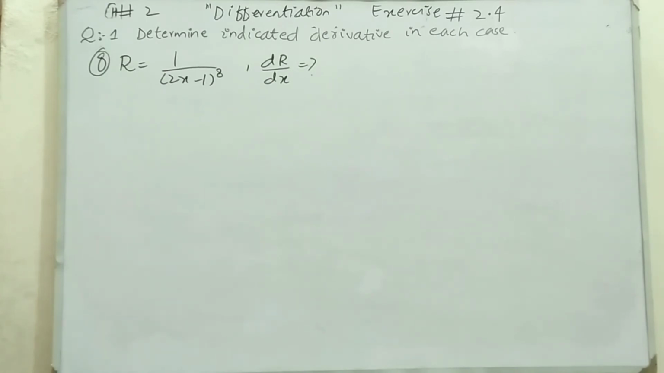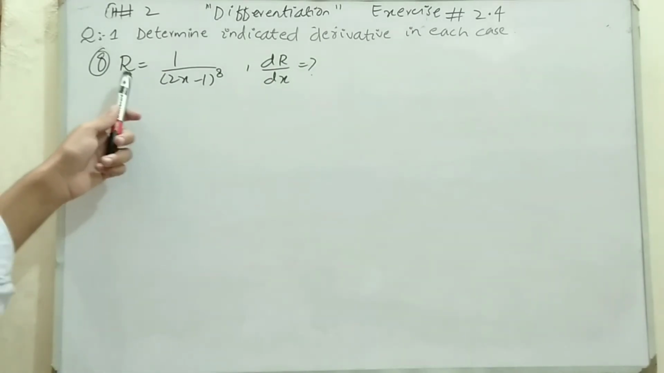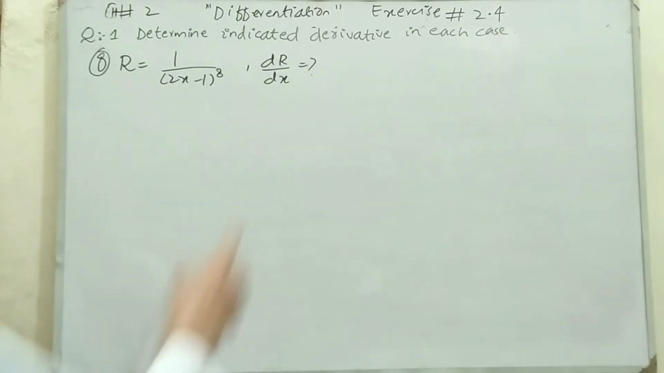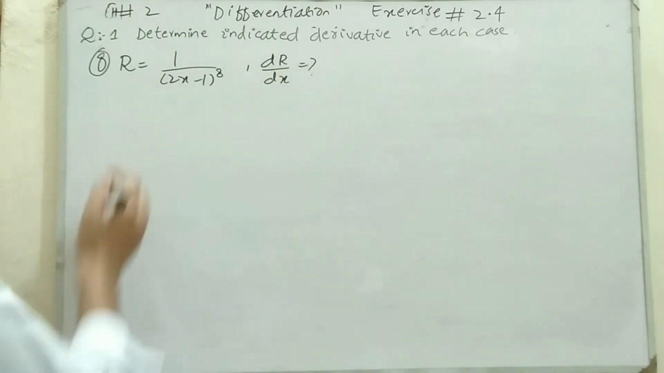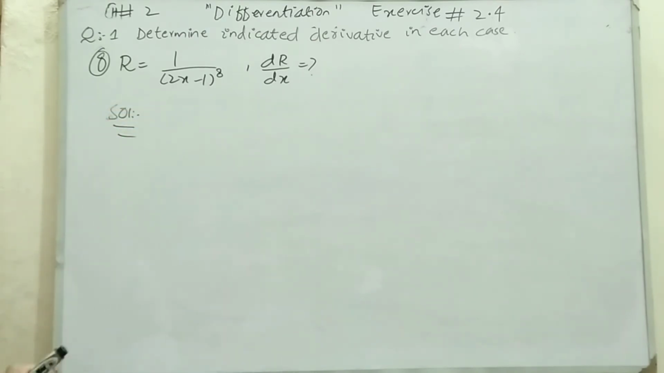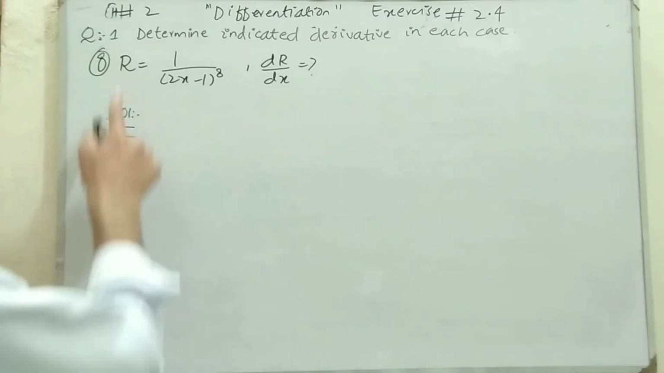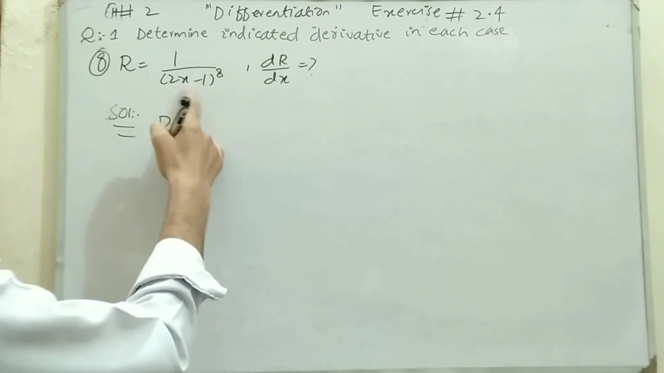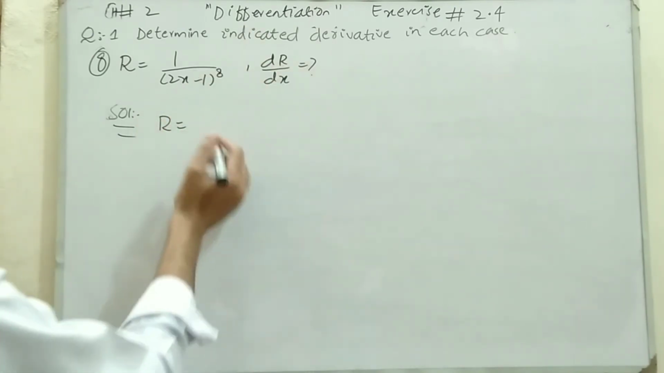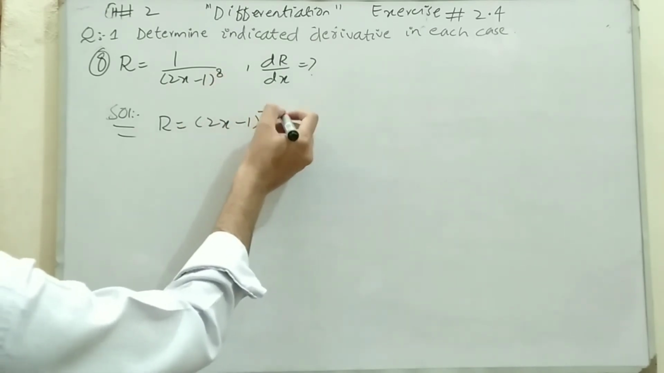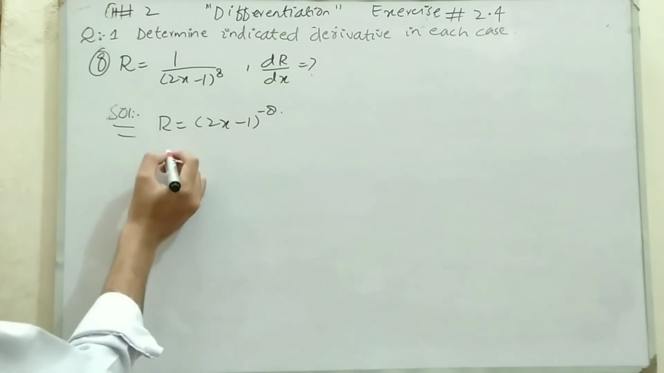Now move to part number G. A function r is given which is equal to 1 over 2x minus 1 whole power 8. So find the value of dr by dx. So move towards the solution. Here the independent variable is x and the dependent variable is r. So r is equal to, here the power of this function 2x minus 1 is power 8. So by moving to the numerator it becomes 2x minus 1 power negative 8. The sign will change.